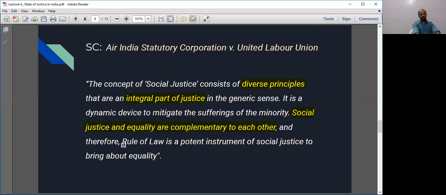Now, we haven't discussed rule of law in detail, but if you know it, you must have this in mind: rule of law is a potent instrument of social justice to bring about equality. We will talk about these in detail. What the Supreme Court is trying to emphasize in this judgment is that social justice is a very important concept and an integral part of justice. You cannot separate social justice from justice in general, right? So this is one judgment from the Supreme Court.